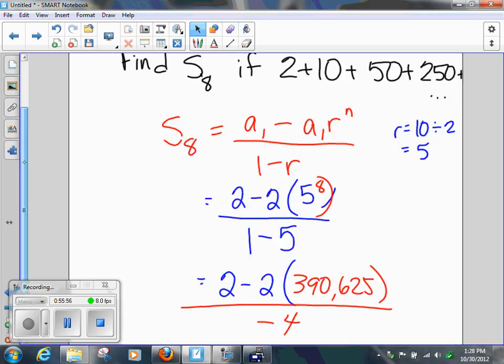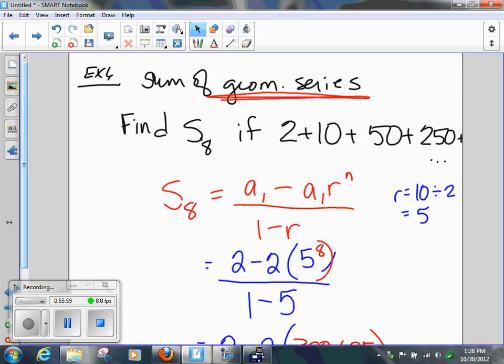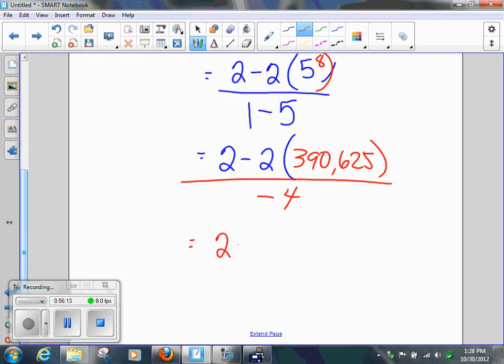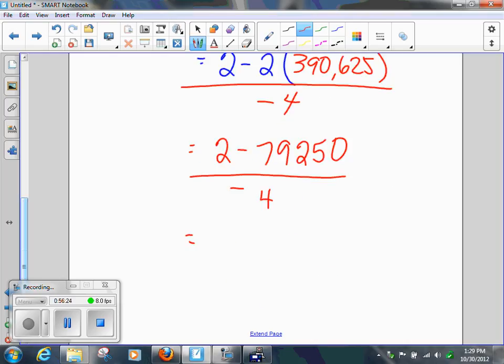Okay, this formula will be given to you with this problem. All right, so here we go. We're finding S sub 8. 2 minus 2 times 396,25, and then -79,248. Yes? Divided by -4, which gives us what? Positive something.